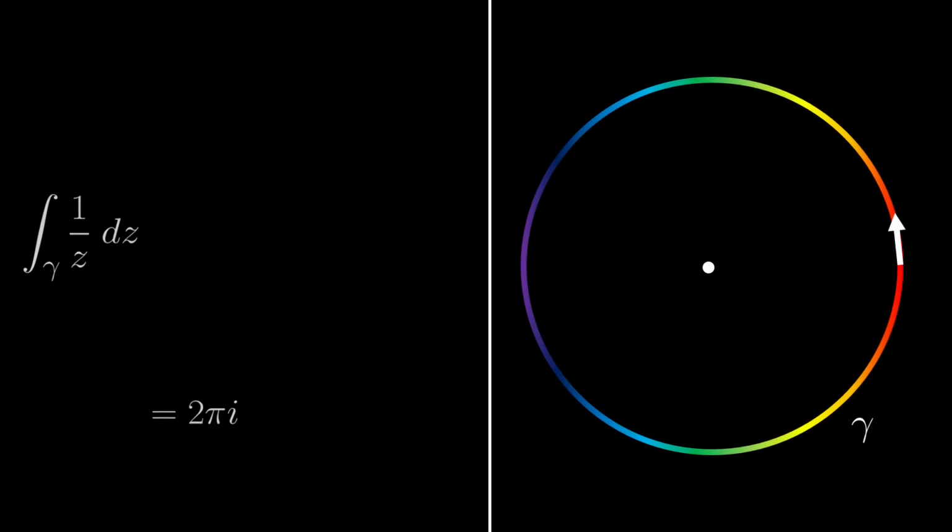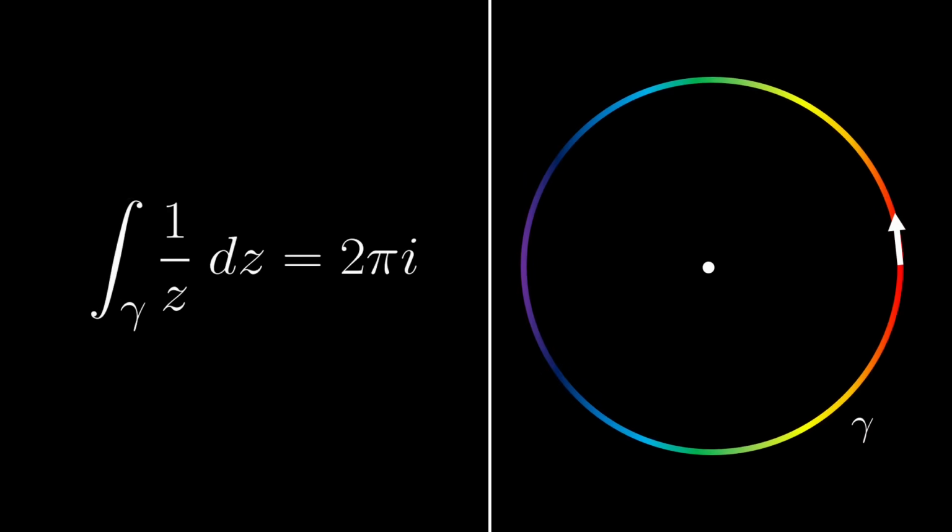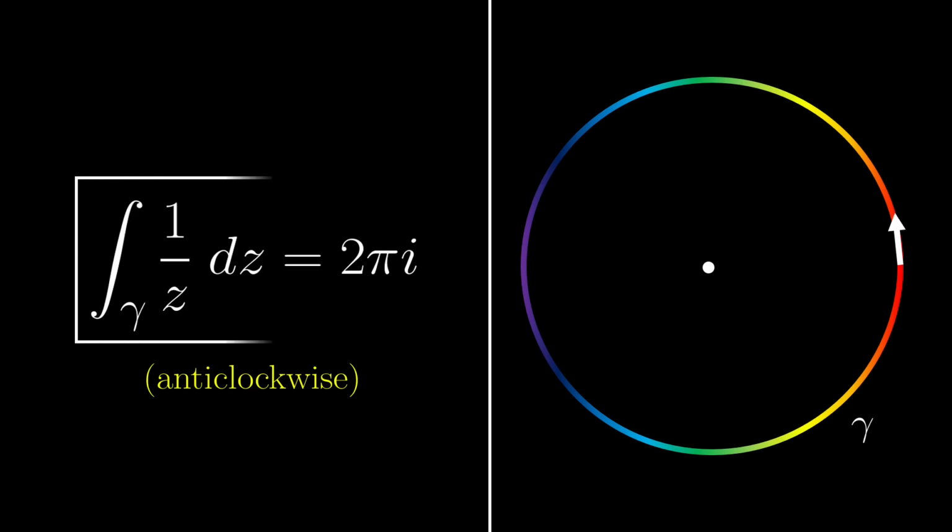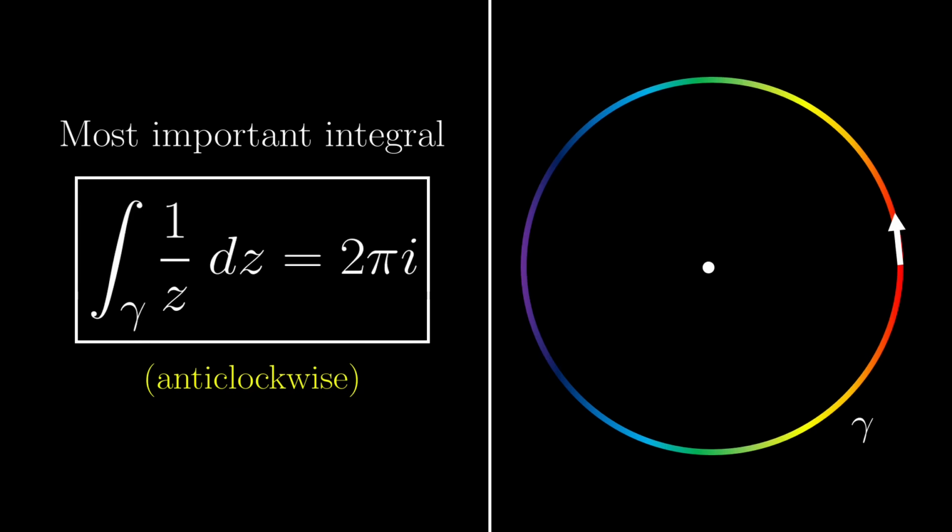So in this chapter, we see that the integral of 1 over z around a circular contour is 2 pi i, and it is also nice to realize that the contour is traversed anti-clockwise. And this integral right there, I would say, is the most important integral throughout complex analysis. For the next chapter, we are going to look at more integrals.